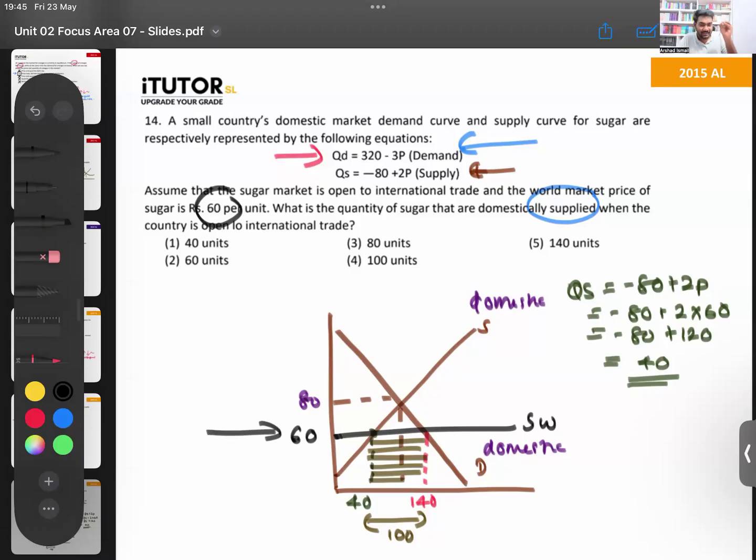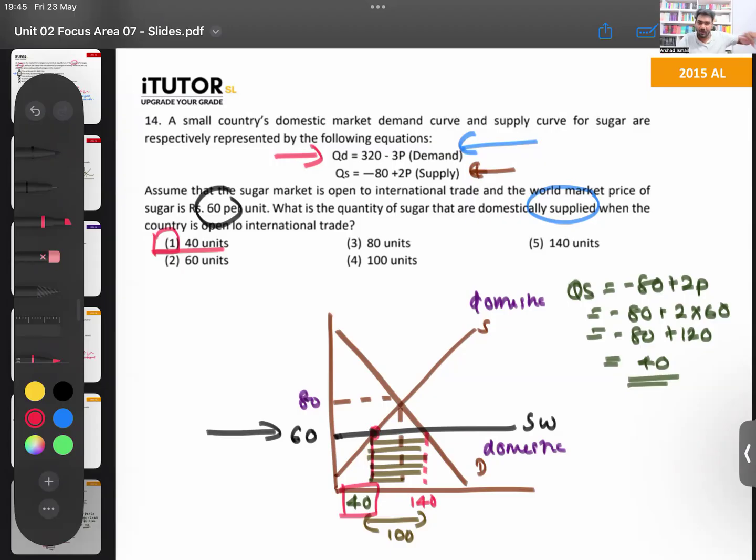So now at the price of 60, how many units will your domestic supplier supply? That is what they're asking you. So at the price of 60, you put it into the supply equation and you see how much they are supplying. They are supplying only 40 units. That is your answer. So your answer is number 1. I just went a little bit more into detail to ask you about how much is demanded. So at the price of 60, how much will be demanded? That will be 140 units.